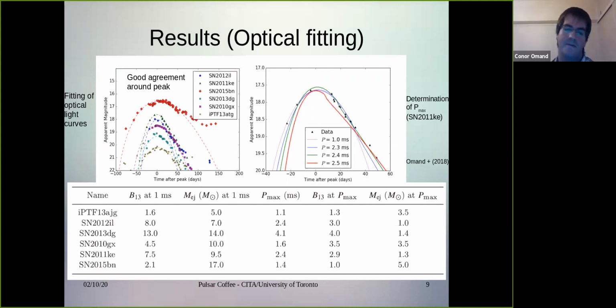I think the assumption that we make, and again, it's an assumption, is that about half of the pulsar energy goes into kinetic energy and half of it goes into thermal. And about the same is done for the initial explosion energy. Half of it's kinetic, half of it's thermal.